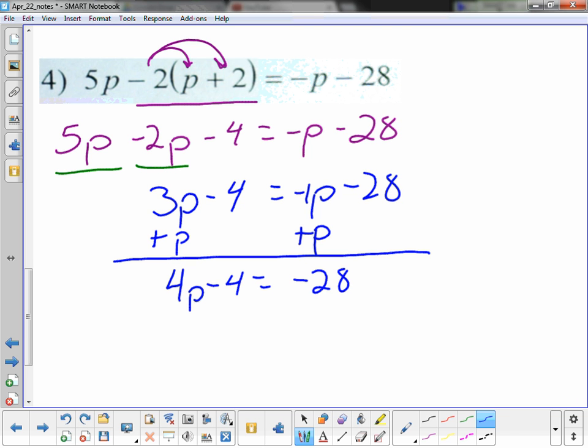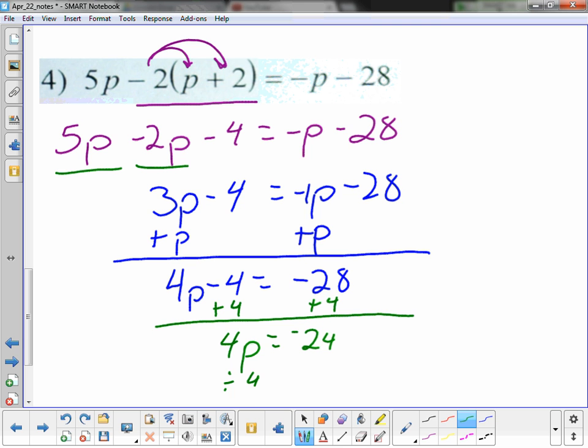Well, my next step is this 4 I need to get rid of, and to get rid of it, I have to do the opposite of what's there. So it's minus 4, so I'm going to add 4 to both sides. So that gets me 4p on the left, and -28 plus 4. They're opposite signs, so I'm going to subtract. 28 minus 4 is 24, but I've got to keep the sign of the 28, so it's got to be negative. And then I'm going to divide by 4. And if I do that, I get p equals -6.